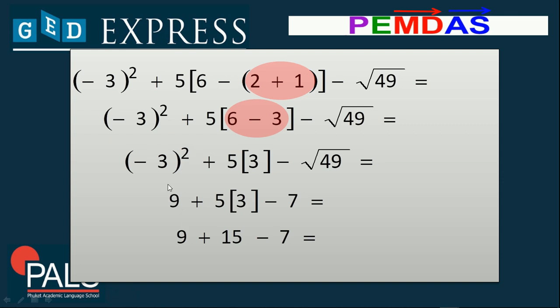Since this is an even number, the sign here will become positive. So 9 plus 5 bracket 3 minus 7. So we simplify this one. 5 times 3, that will give you 15, and we will end up with 17. Because 15 plus 9, that will give you 24, minus 7, that will give you 17.